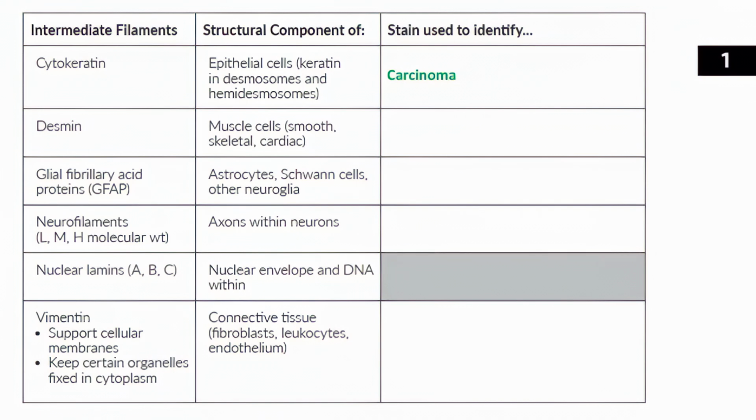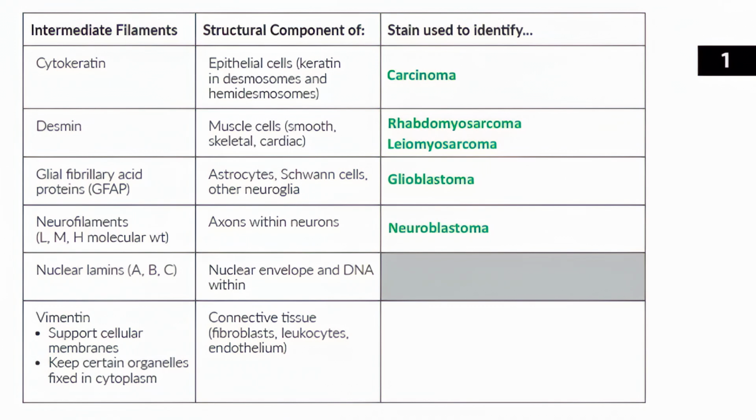Desmin is found in muscle cells, we said. So if you have a sarcoma of the muscle cells, a myosarcoma, you could use a desmin stain to help you identify that tumor. So this might be like a rhabdomyosarcoma or a leiomyosarcoma. GFAP is a helpful stain in identifying certain types of astrocytomas, such as a glioblastoma. And then a neurofilament stain stains neurons rather than glia. Now this can be a useful stain to help you identify a tumor of neural origin, such as a neuroblastoma, which is a childhood tumor that arises from sympathetic ganglion cells in the adrenal medulla.